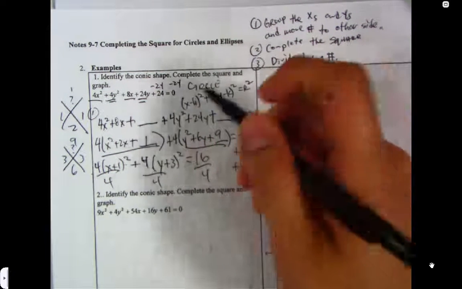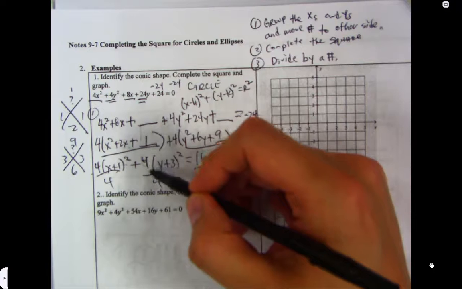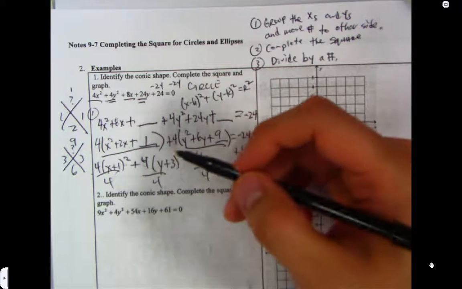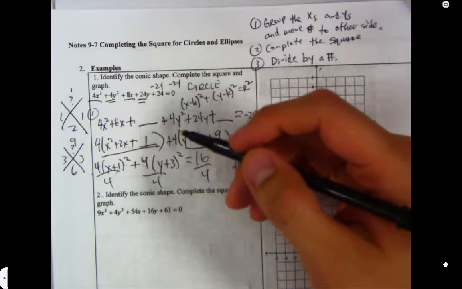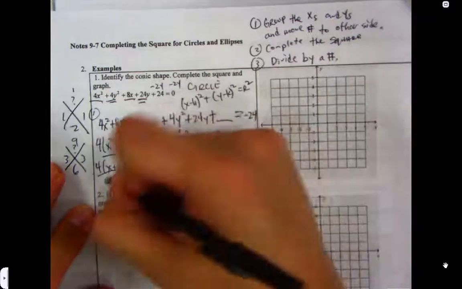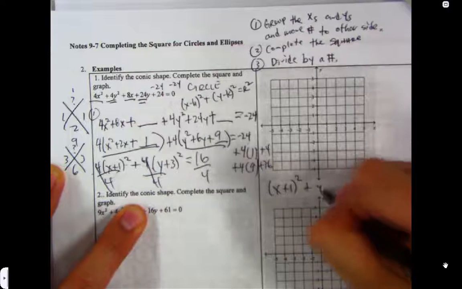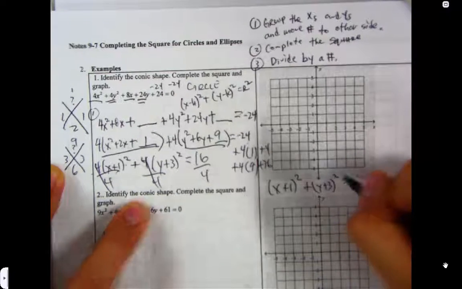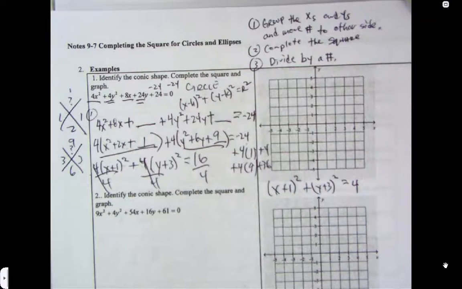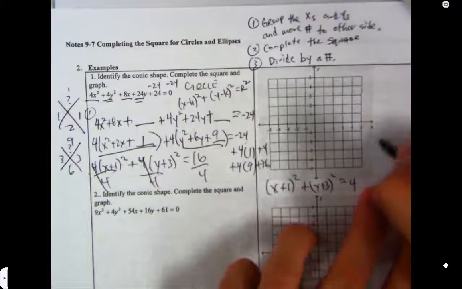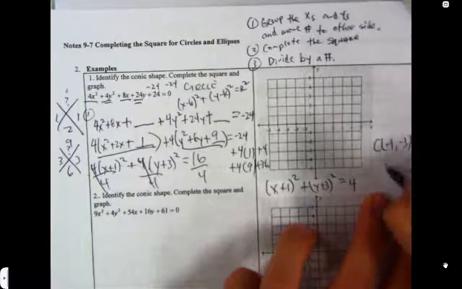Because usually when you graph the circle, do you see a number in front? No. So we want to get rid of it. We want to make it 1. So that's why you divide by 4. So these cancel out, and you have your circle. X plus 1 squared plus y plus 3 squared equals 16 divided by 4, which is 4. Okay, so your circle has its center at -1, -3 with a radius of 2.